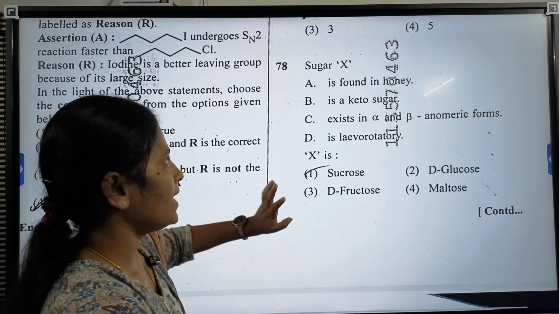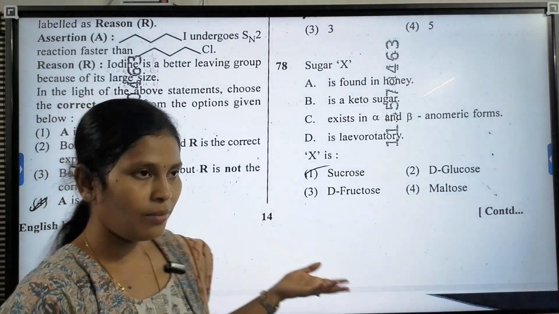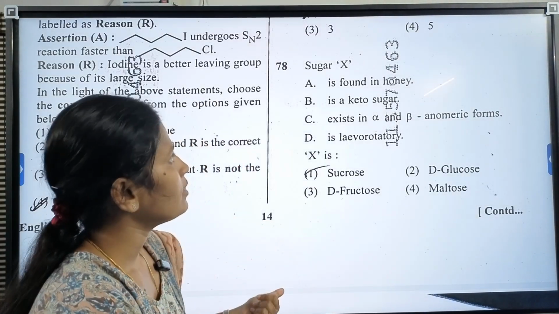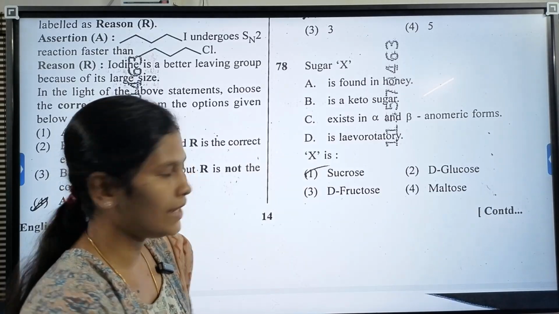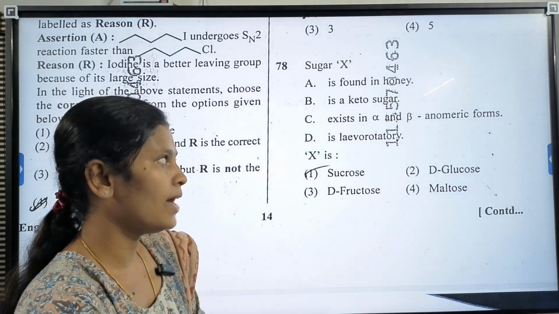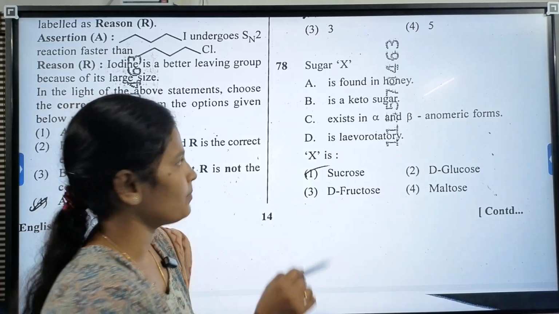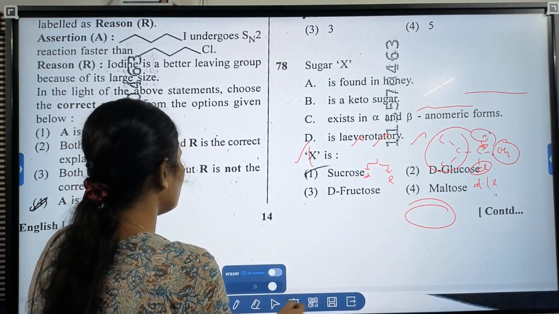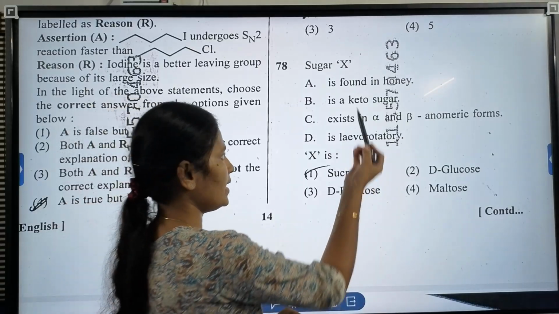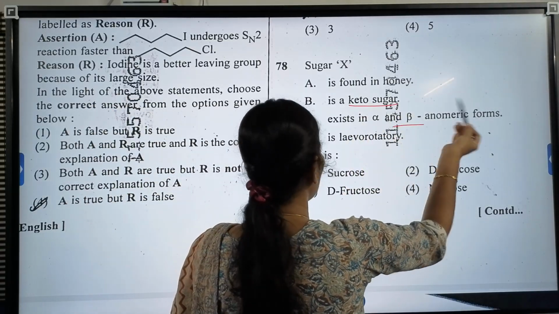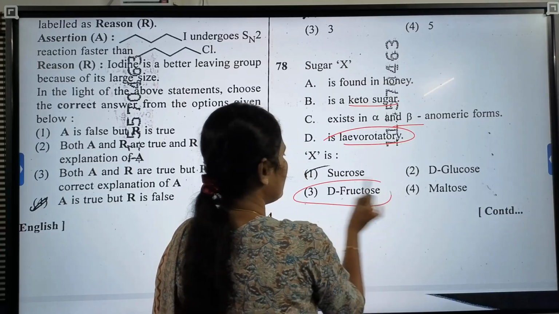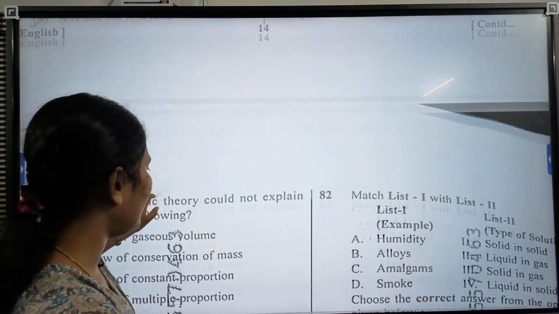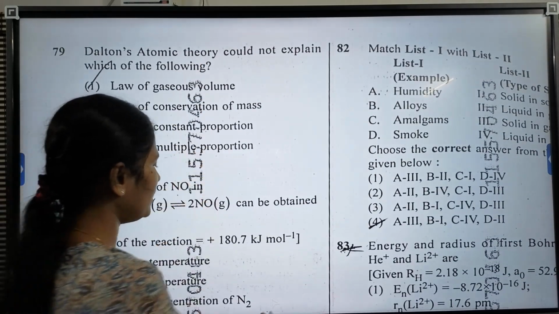Question 78. Sugar X, again a biomolecule. Generally biomolecules get one question, but this time we are getting two questions, right? Sugar X is found in honey, is a keto sugar, and exists in alpha and beta forms, levo-rotating. Honey, in the sense if you read the applications of saccharides, you know it's fructose. Again it's a keto sugar, alpha beta possible, levo-rotating, it's fructose. See, the weightage of questions is not something we can predict, right?